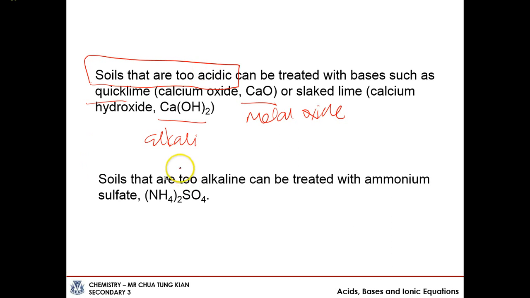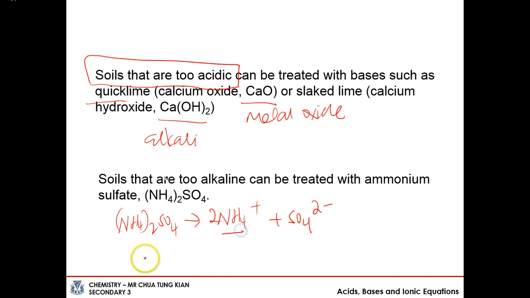If our soil is too alkaline, we can add in ammonium sulfate. Ammonium sulfate is acidic. Where is the H+ from? Ammonium sulfate, when it is dissolved in water in the soil, dissociates to give us NH4+ and SO4 2-. And the NH4+ can partially dissociate to give us NH3 and H+. So this is the source of H+. This H+ can react with the excess OH- in the soil, and it will lower the pH to a suitable pH.